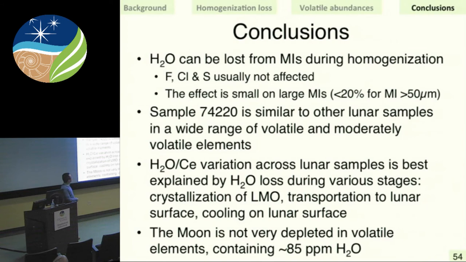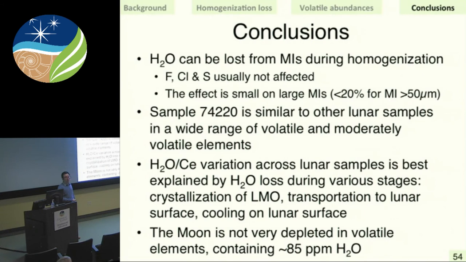So for the conclusions about the two questions we were trying to answer at the beginning of the talk, first of all, we found that water could be lost from melt inclusions during homogenization, but other volatiles are not affected so much. And the effect is small on large melt inclusions with a radius larger than 25 micrometers. And second, we found that 74220 is very similar to other lunar samples studied so far in terms of volatile elements and moderate volatile elements. So we don't see any evidence suggesting that high water cerium ratios in 74220 is because 74220 originated from a volatile-enriched origin.